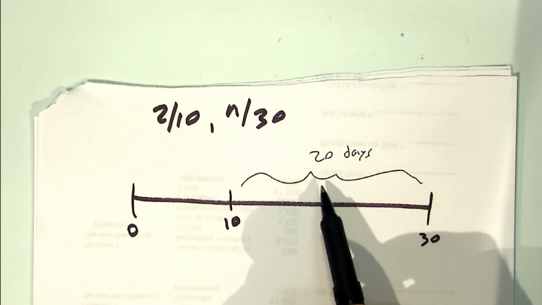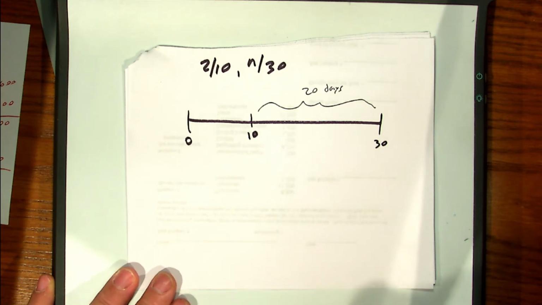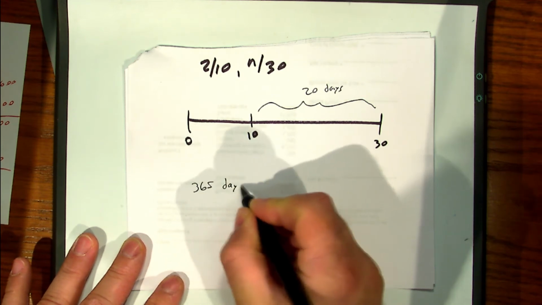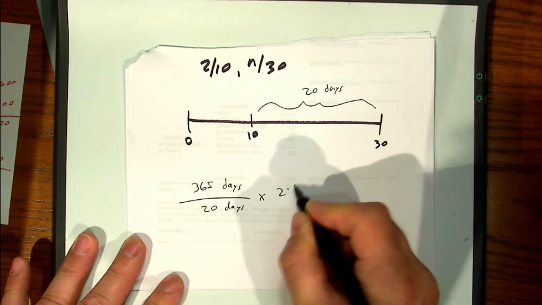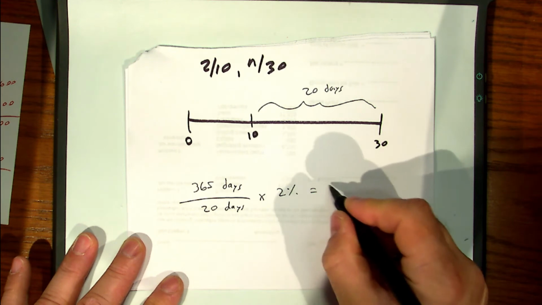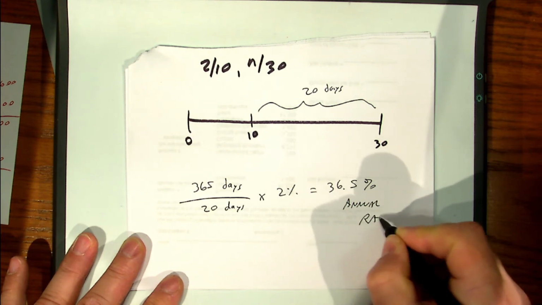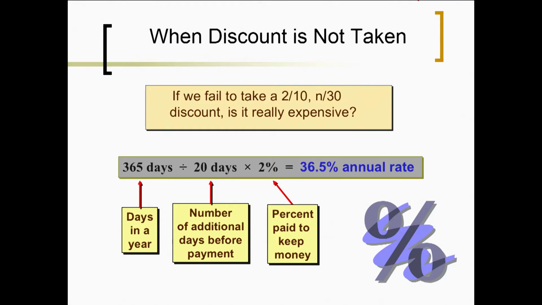So if you really wanted to know the annual cost of what it means to you when you miss these discounts, you need to say, okay, in 365 days in 1 year, how many 20-day periods are there? And you take that times 2%, and you get something like a 36.5% annual rate. And they show that on the computer here, right? This is the true annual percentage rate cost if you miss that discount. You with me?